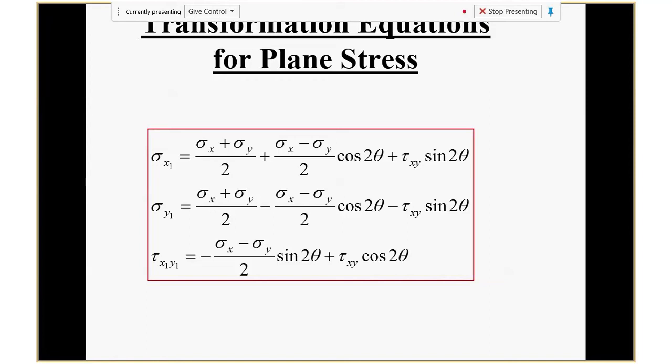But in the other direction, 90 degrees from it, when you look at the block, you're going to have a sigma y1 and also tau x1y1. Because we know on that element, the shear on four sides has to be equal, otherwise it won't be in equilibrium. So that's the equation to convert the stress from the old coordinate system to the new coordinate system. Therefore we call it the transformation equation. But you can also interpret it as an equation to calculate the stress in any direction, the normal stress and the shear stress.